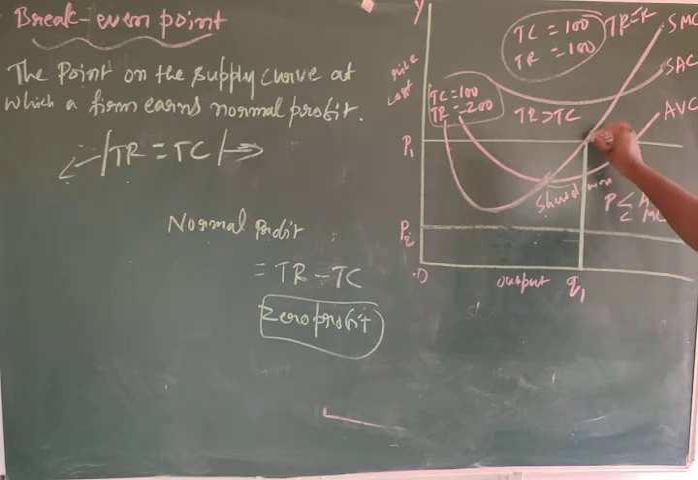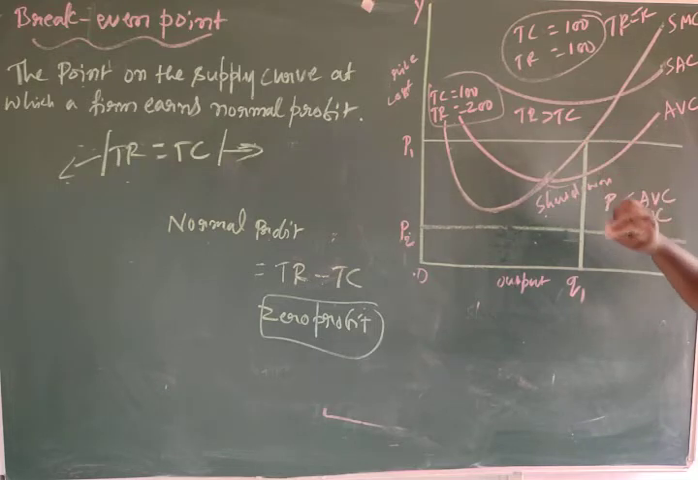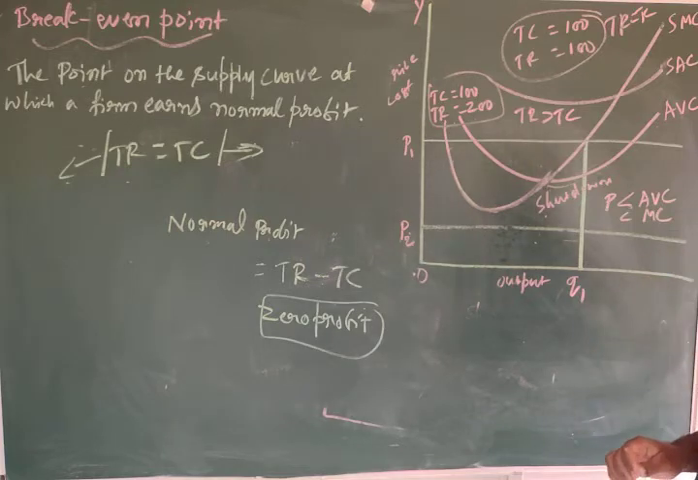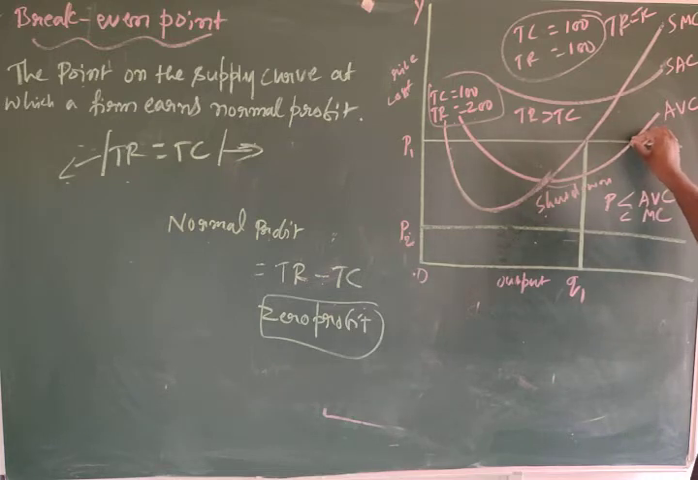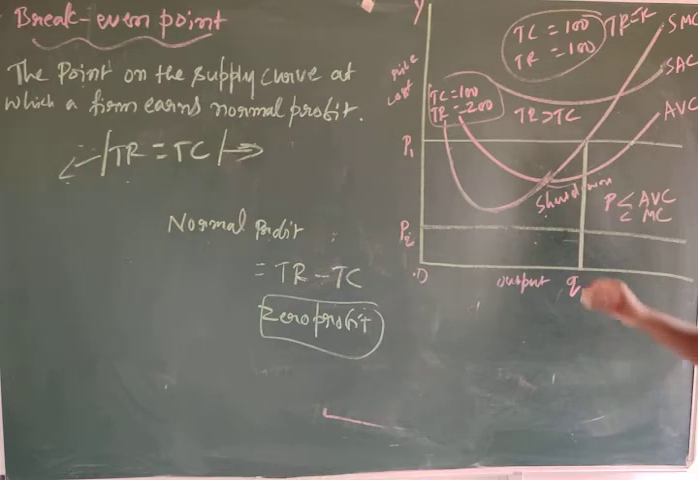This is also called a supply curve. The point on the supply curve at which a firm earns normal profit. That is called only the break-even point. After this point, if the firm starts production, they will face the loss situation. At this point, they will see the loss situation.